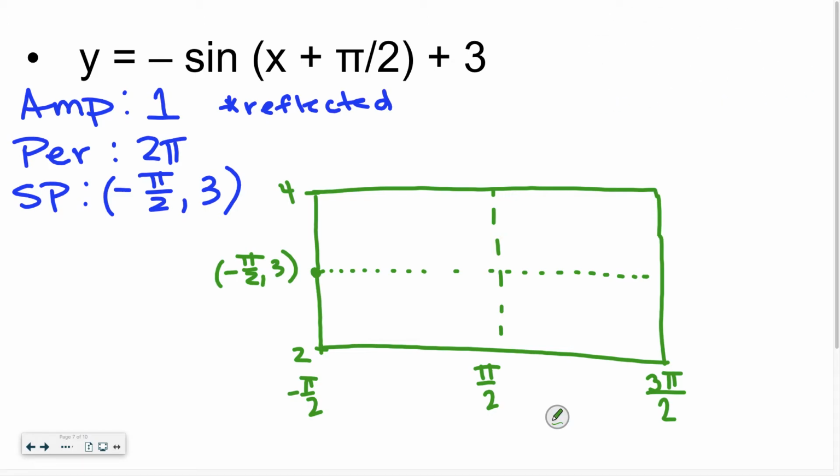Then we need to take each of these halves and split them in half. So what do we get as a midpoint of negative pi over 2 and pi over 2?